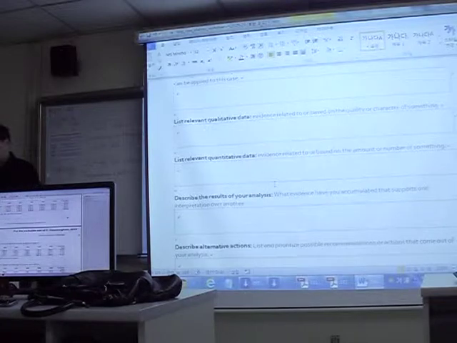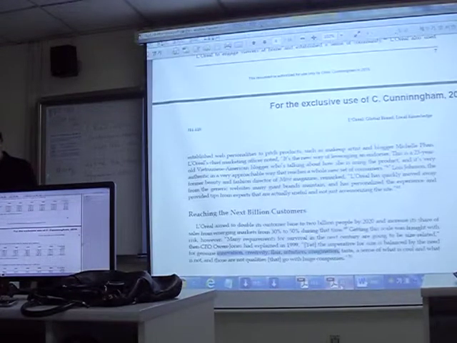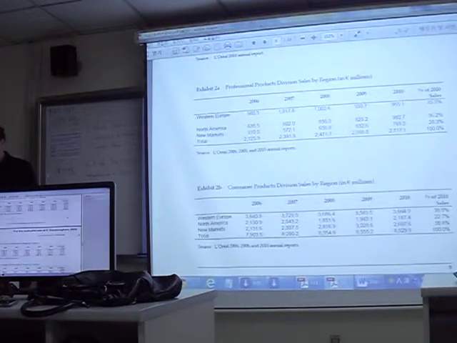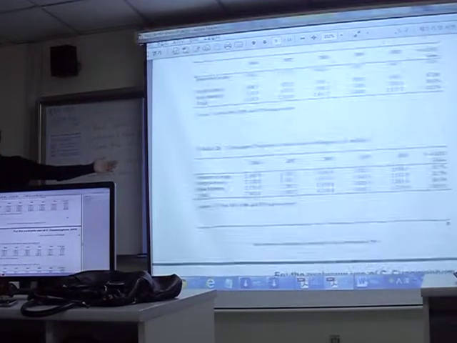So this is the longest part. What we do is we go through, we read the case, and we find the important data from the case, and also we have some materials at the end of the case. Like this is more going to be mainly for quantitative data, right? This kind of thing.